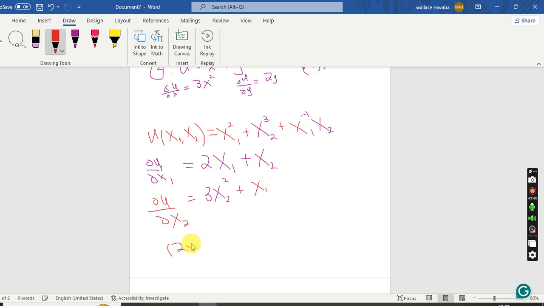So our total derivative will be (2x1 plus x2) dx1, and plus (3x2 to the power 2 plus x1) dx2. Any questions?